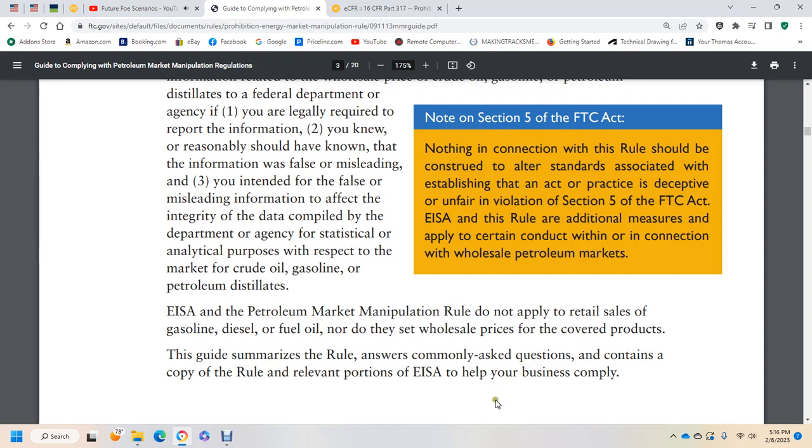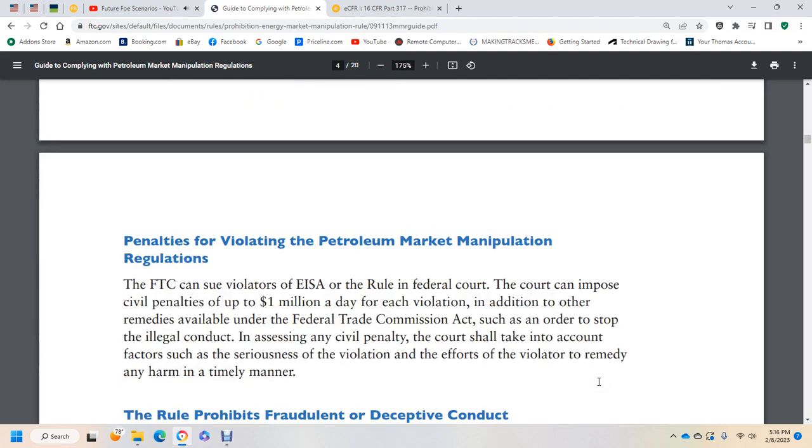The guide summarizes the rules, answers commonly asked questions, and contains a copy of the rule relevant to the Energy Independence and Security Act to help your business comply. Penalties for violating the Petroleum Market Manipulation Regulation: the Federal Trade Commission can sue violators of the Energy Independence and Security Act or the rule in federal court. The court can impose a civil penalty of up to $1 million a day for each violation, in addition to other remedies available.